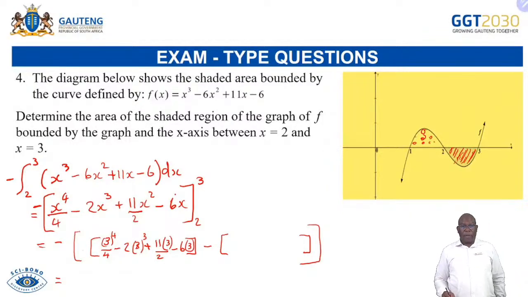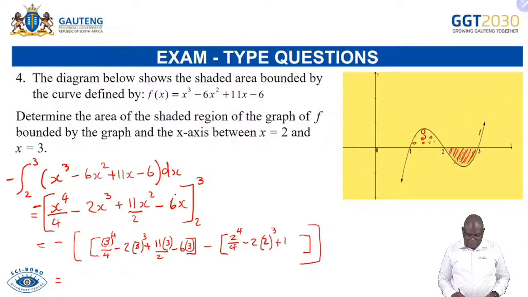Oh, now, in that one again, so I'll have 2 to the power 4 over 4 minus 2 into, sorry, 2 to the power of 3 plus 11 over 2 into 3 minus 6 into 2, sorry. This is 2, not 3. Right, substitution by 2. Once I've done that, then I'm going to get my answer here. So my answer here is going to be negative 0.25.